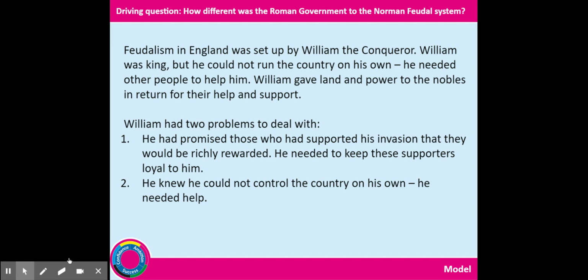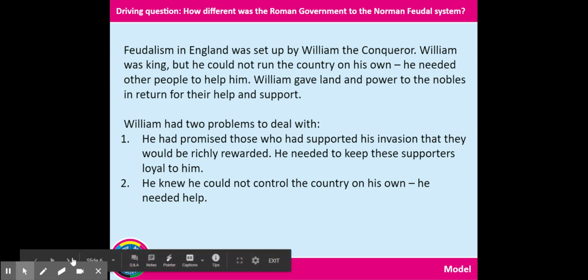William had two problems to deal with. After the Battle of Hastings, he had promised those who had supported his invasion that they would be richly rewarded. He needed to keep these supporters loyal to him. He also knew he could not control the country on his own, so he needed help, and this is why he created the feudal system in Britain.